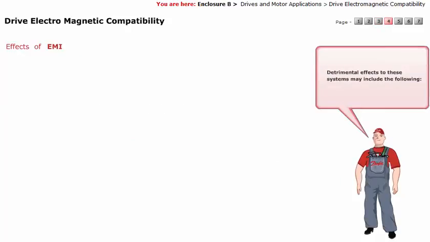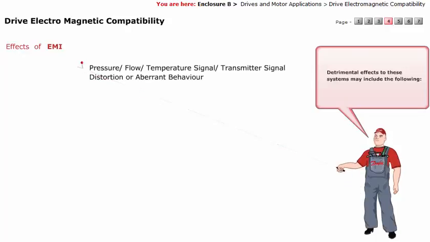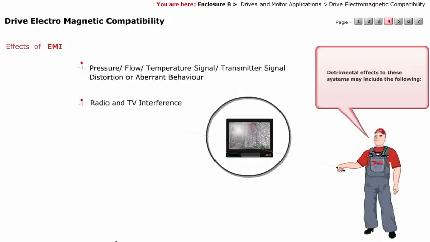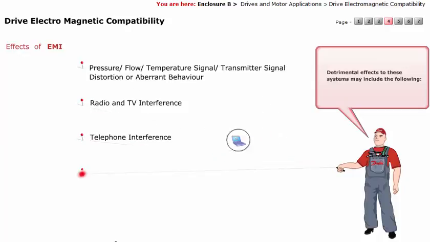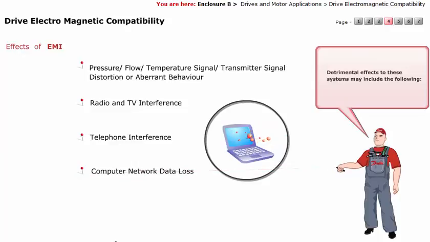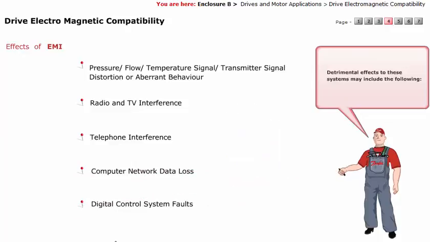Detrimental effects to other systems may include the following: pressure, flow, temperature signal, transmitter signal distortion, or aberrant behavior. Radio and TV interference, telephone interference, computer network data loss, digital control system faults.